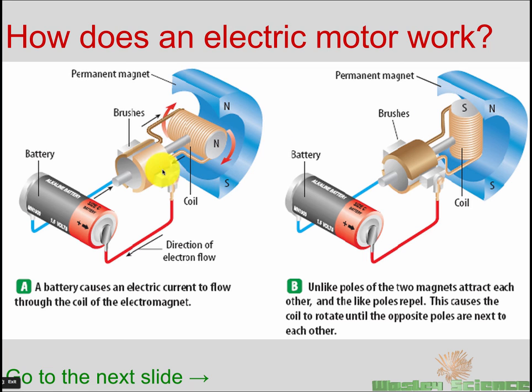Then the brushes turn again, which causes them to attract and then repel, and then attract and then repel. It repeats that pattern, and that causes the electromagnet to spin continuously. That's how an electric motor works when you have a battery hooked up to it.